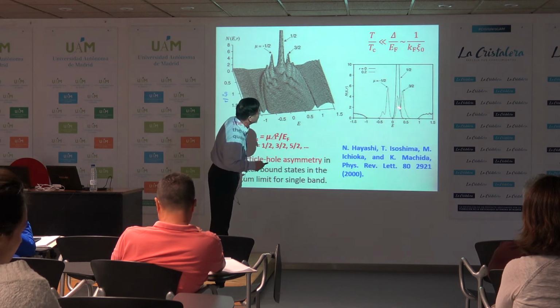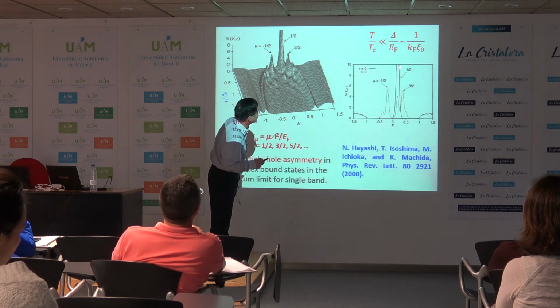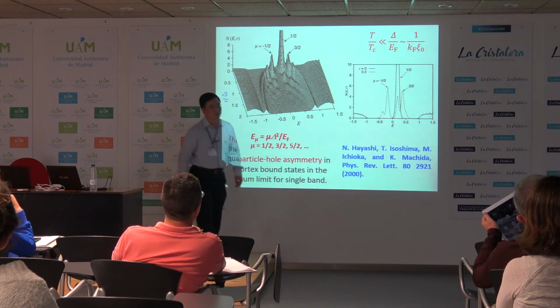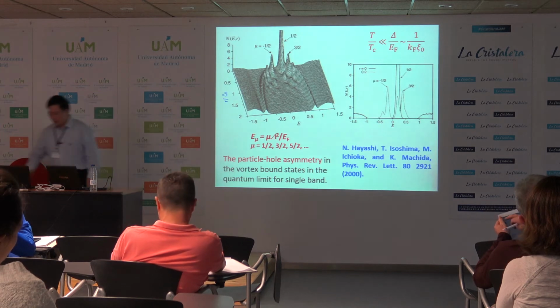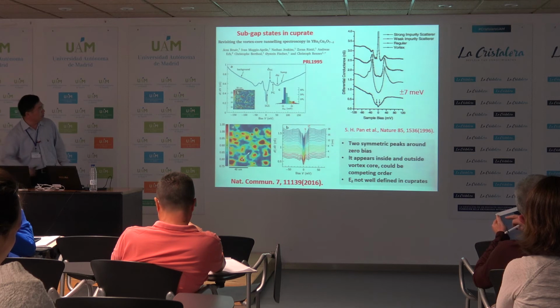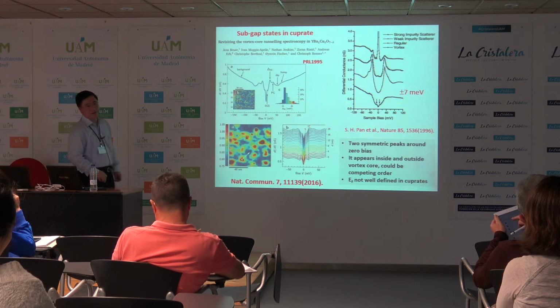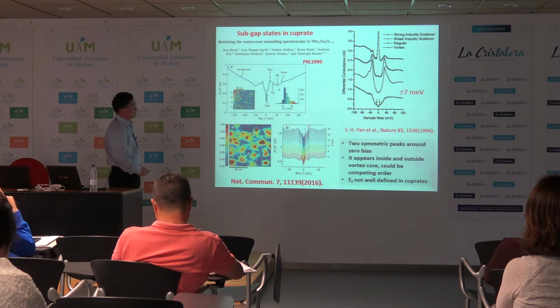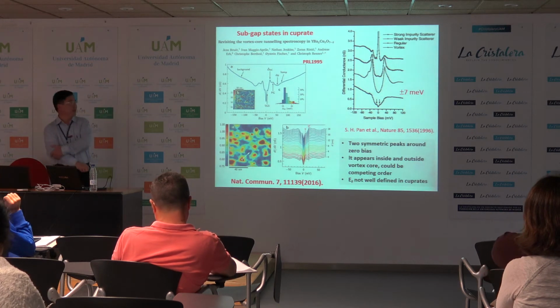At R equals zero, I don't see a second peak, even in the theory. This is the first level, and then at a distance of 0.2 psi, you see the two levels. So this is a theoretical prediction. Can we find such things in the experiment? It seems not that easy, as I said, because we need to be in the quantum limit.